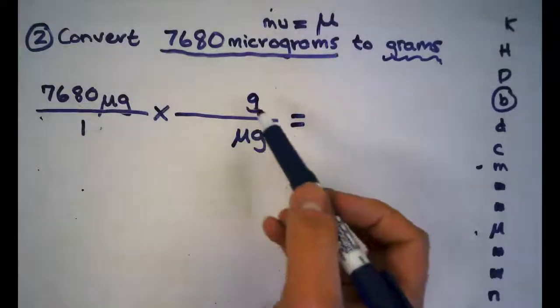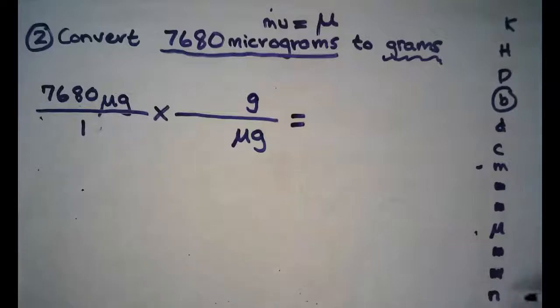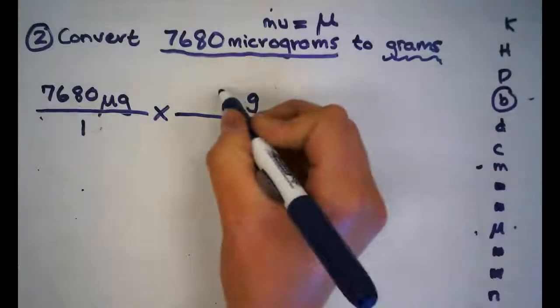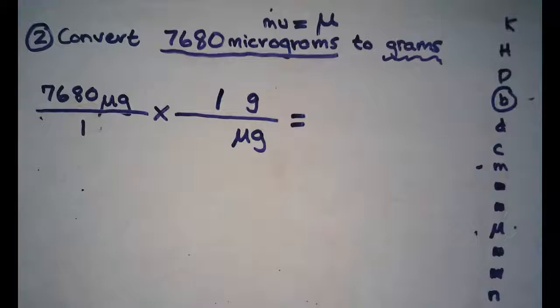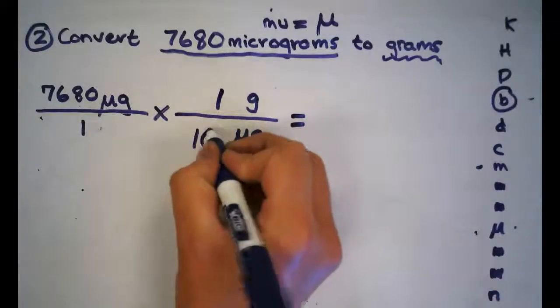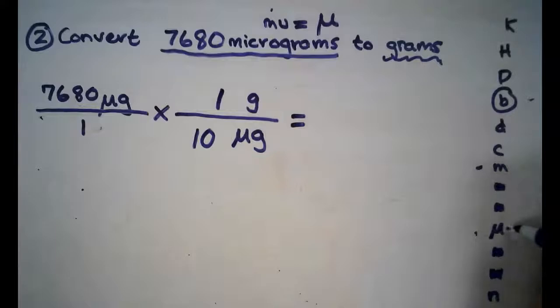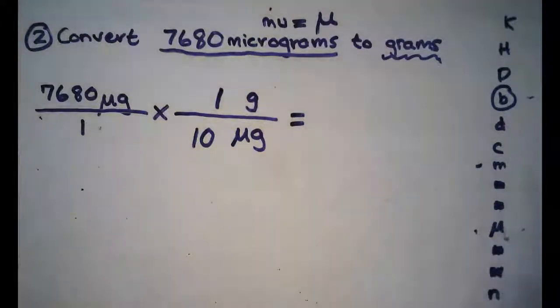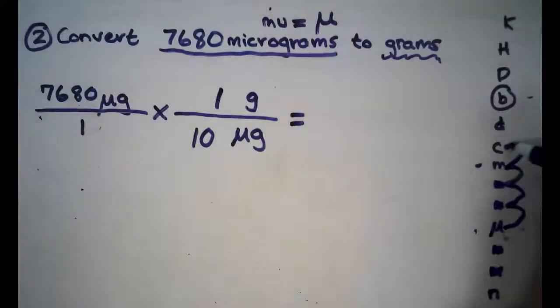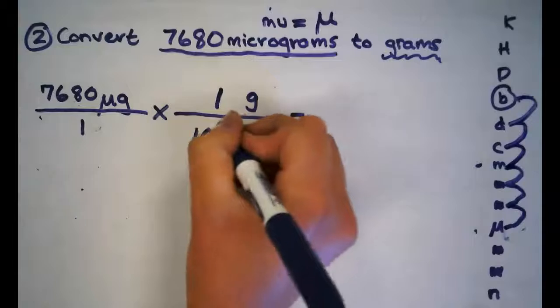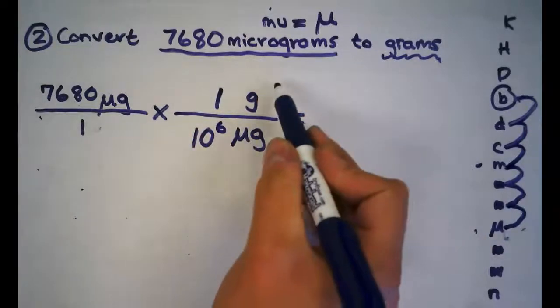Next, I need to decide which unit is bigger. So looking at my chart, I see micro down here, and then grams is all the way up at the base unit. So grams is my bigger unit. I'm going to put a 1 next to that. And I need 10 to some power of micrograms to equal 1 gram. To figure out that power, I'm just going to count my steps. Remember to count the steps, not the units. So to count my steps, I'm going to count 1, 2, 3, 4, 5, 6. So 10 to the 6th micrograms in 1 gram.